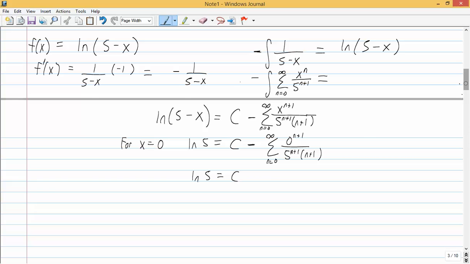Okay? And so we can write the power series for the natural log of 5 minus x as, I just solved for c, so it's the natural log of 5 minus this power series, n equals 0 to infinity, x to the n plus 1 over 5 to the n plus 1 times n plus 1.